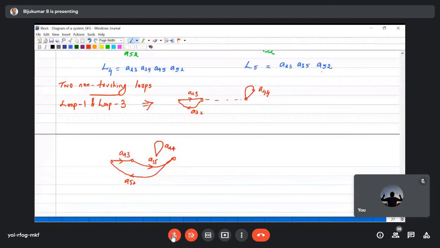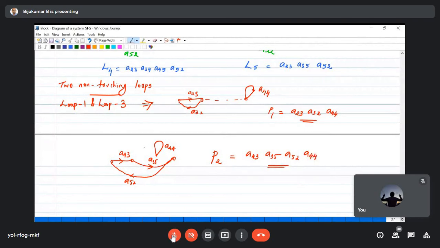Next step is we have to find the gain product. So for the first non-touching loop, let it be P1, which is equal to the product of all the branch gains of the two non-touching loops. That is nothing but A23 multiplied by A32 multiplied by A44. And similarly, for the second non-touching loops, it is P2, it's A43 multiplied by A35, again A52, A44.